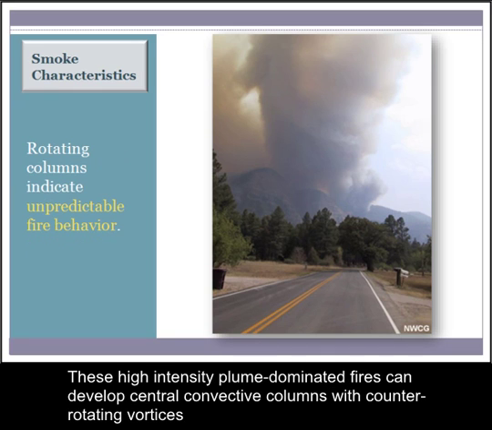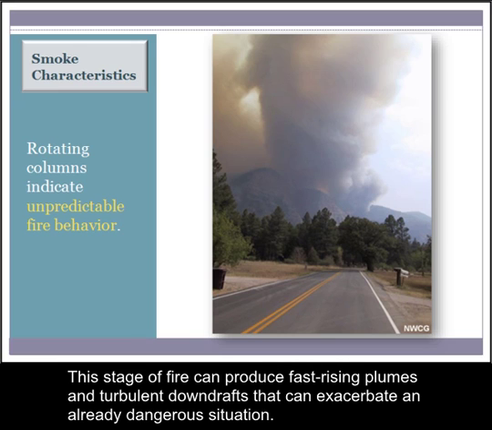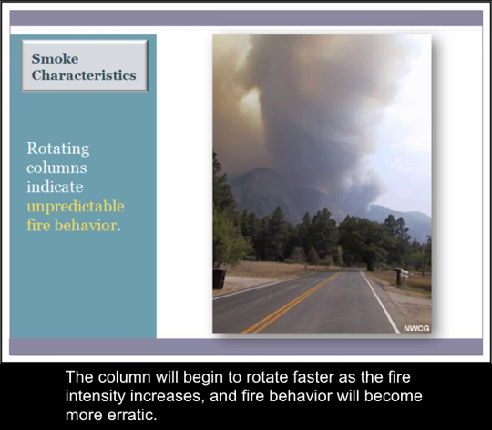These high-intensity plume-dominated fires can develop central convective columns with counter-rotating vortices that involve massive entrainment of the surrounding air mass. This stage of fire can produce fast-rising plumes and turbulent downdrafts that can exacerbate an already dangerous situation. The downdrafts and fallout from the column carry sparks and embers that ignite new fires. The column will begin to rotate faster as the fire intensity increases, and fire behavior will become more erratic.